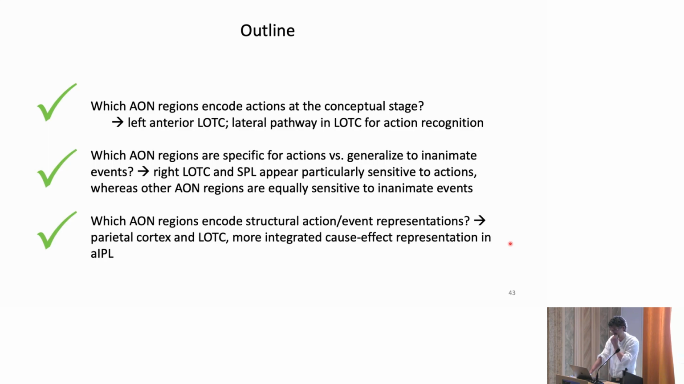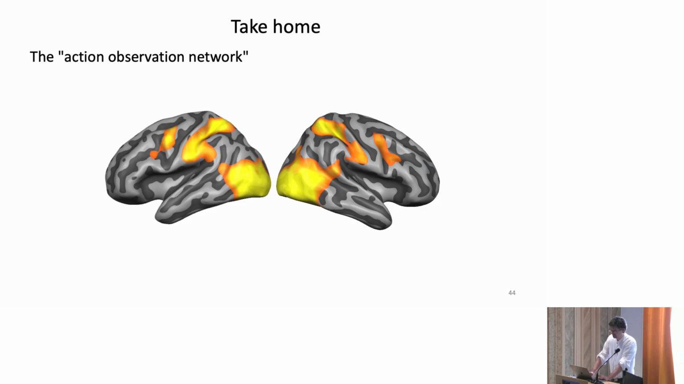So this answers the third question. Yes, there is evidence for structural representations, and it appears that they rely on the AIPL, but interestingly also on the LOTC, although the cause-effect relations seem to rely particularly on the AIPL. So now let's go back to our initial question. What can we conclude about the action observation network?